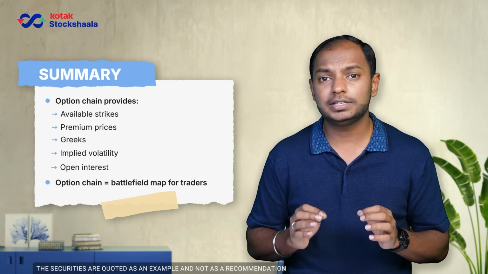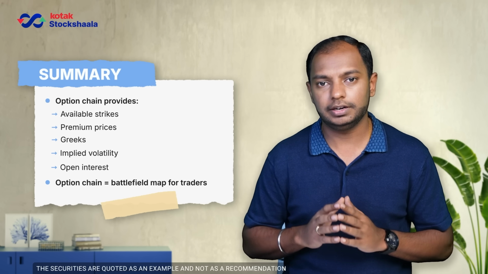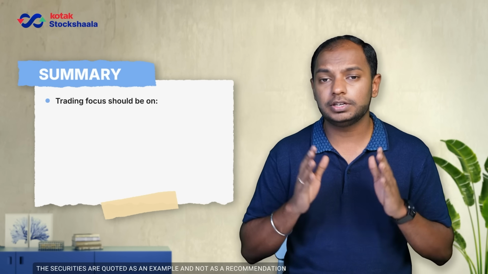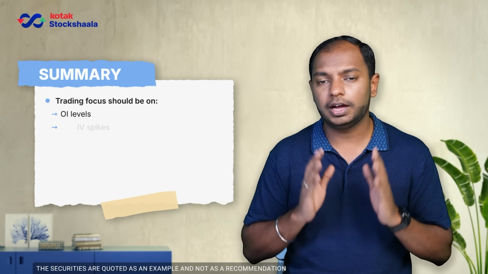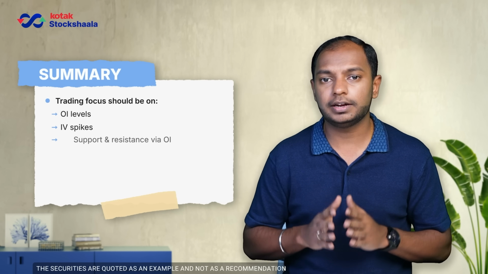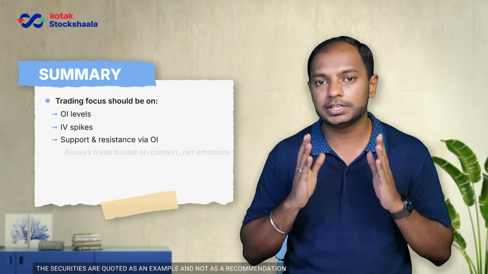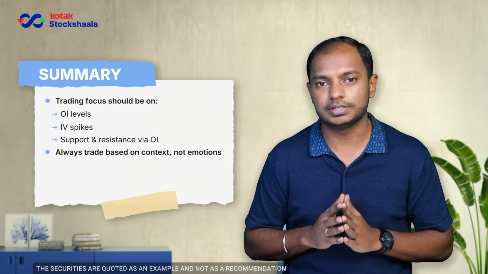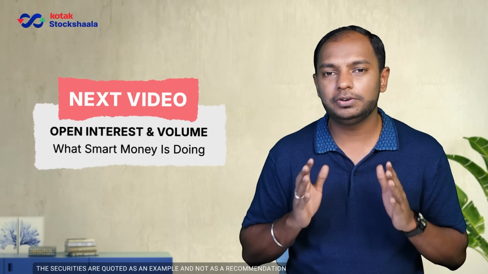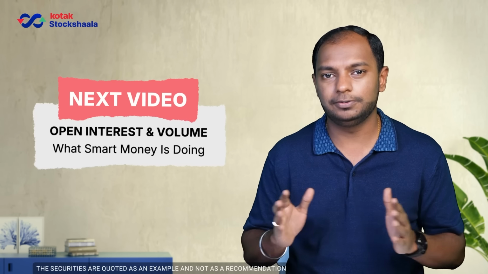Option chain is basically like a battlefield map for traders. So make sure you're focusing on the OI, observing the IV spikes, and finally looking at support and resistance through OI analysis, and make a decision based on context and not on emotions. In the next video, we're going to decode what is this mysterious open interest and why it changes everything.